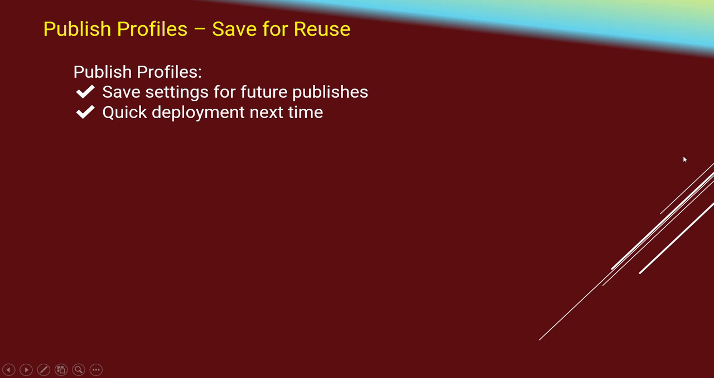When you publish your site, Visual Studio lets you save a publish profile. This stores your deployment settings like FTP credentials or folder paths. Saving profiles makes future publishing faster and less error prone because you don't have to enter details every time.